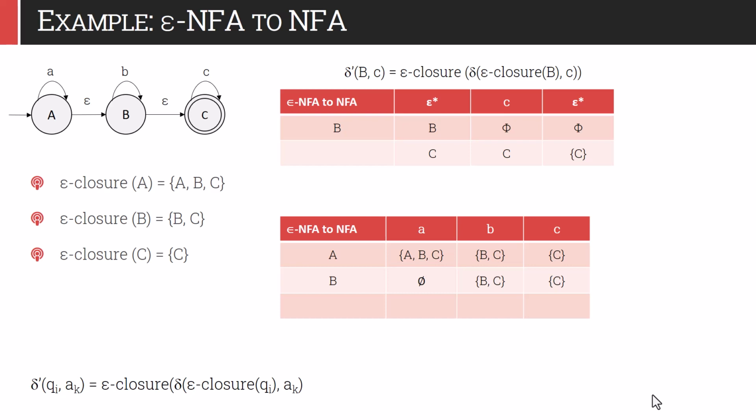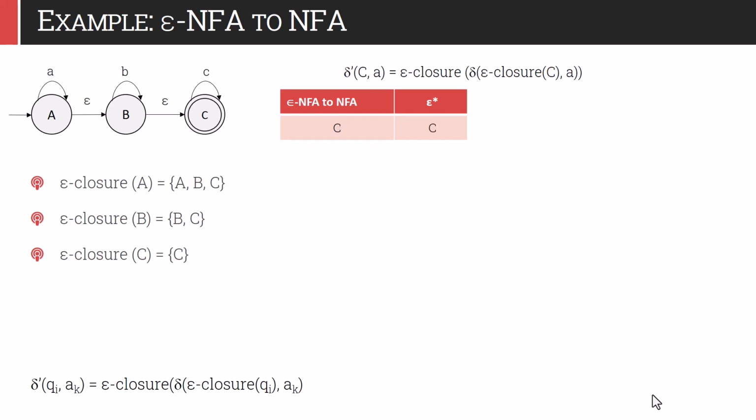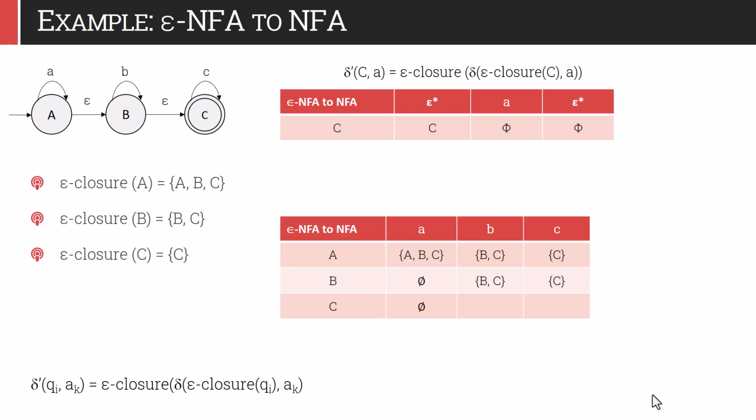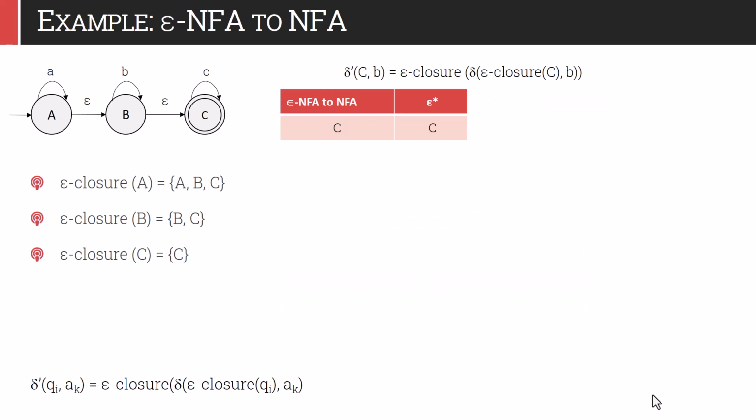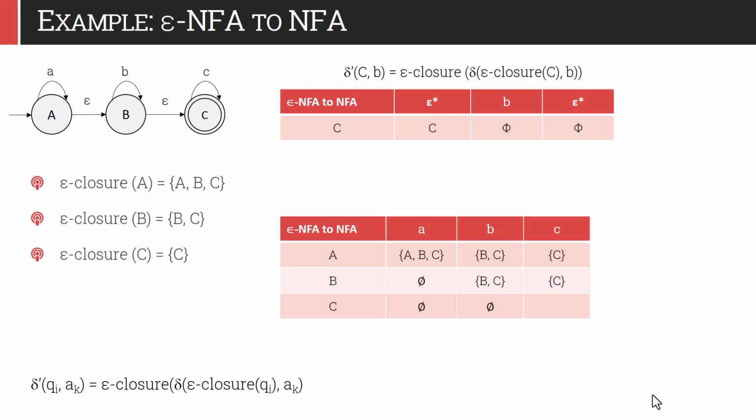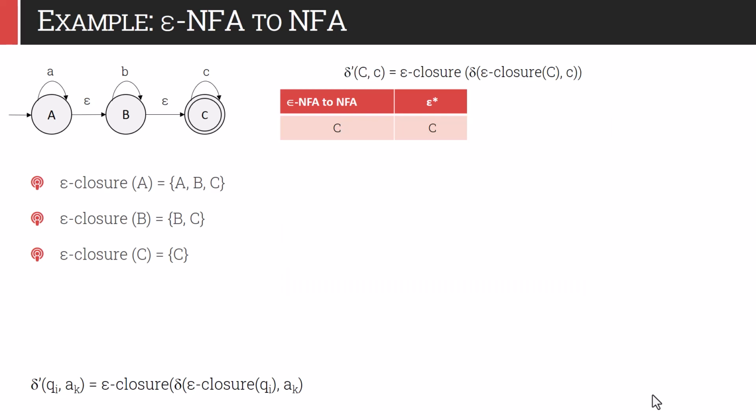Same three delta dash transition functions we have to apply on state C. So delta dash C comma a would be epsilon closure of C, which is C. Then on input a, it will give phi, and the epsilon closure of phi would be phi. So that entry we are doing here. Next we have to compute delta dash C comma b. Epsilon closure of C is C. There is no transition for input b from state C, so that delta dash function would be phi, and epsilon closure of phi would be phi. So again this entry would also be phi.